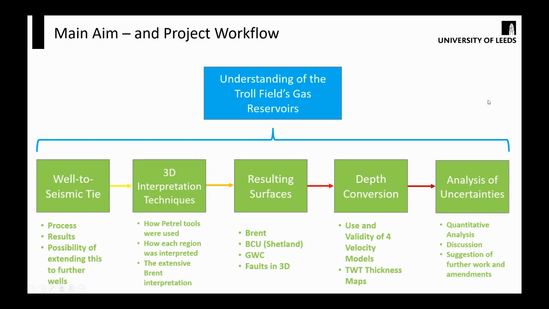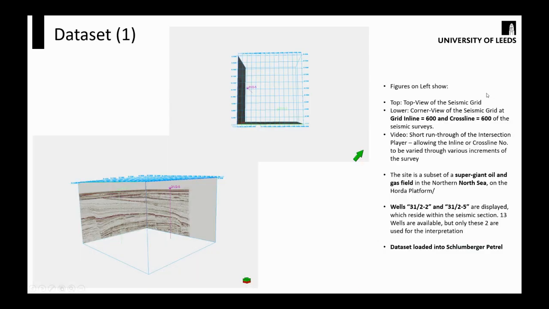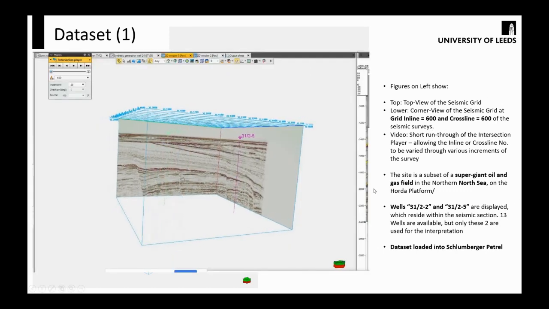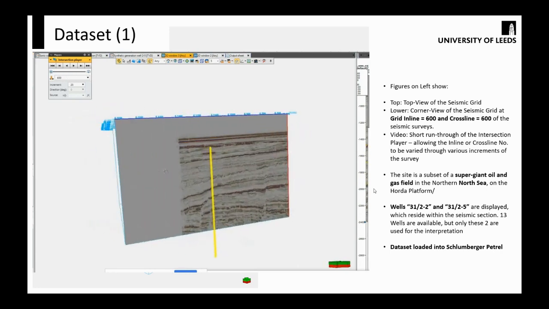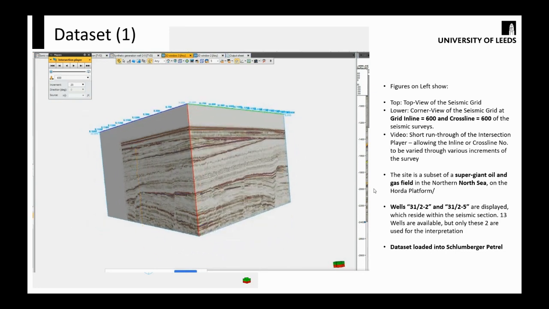So if we have a look at the data set on the left, in 3D we have the inlines and crosslines of the seismic field here, and there's actually a video playthrough that shows how these are loaded into Schlumberger Petrel and can be used. And we can see that we use wells 3122 and 3125, which are part of the seismic section, which are really useful for some further interpreting and actually will be covered in the seismic well tie section.